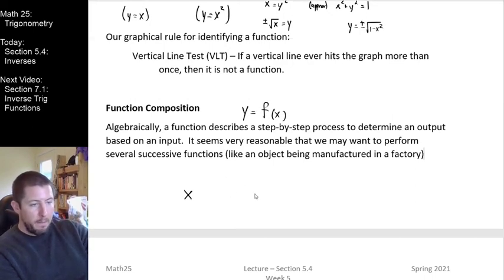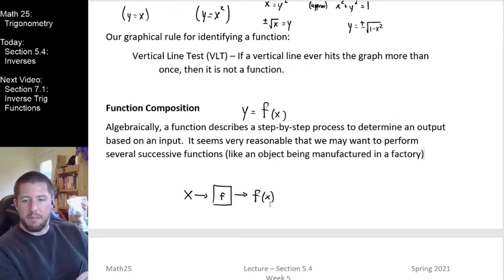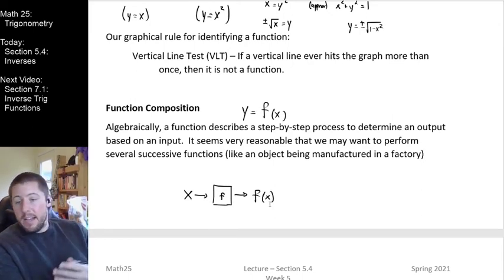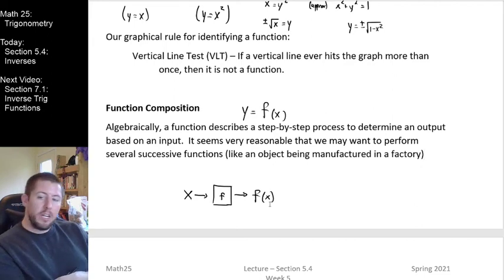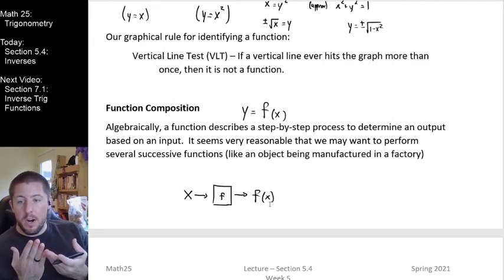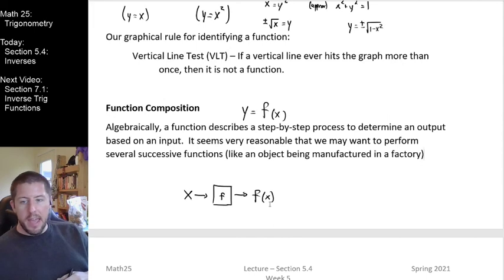differently here, instead of my little bouncy curve. I am going to throw x into the f machine, the f function. And what I'm going to get out is whatever you get from plugging x into f of x. As you can imagine, being at a factory, we're going to start with raw materials and produce a pair of Nikes at the end.